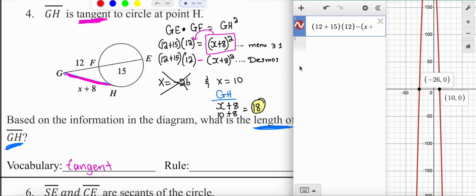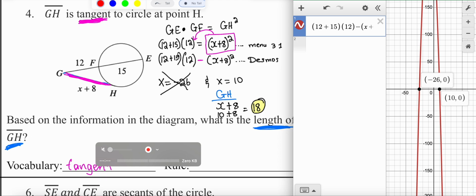So if you do menu 3-1 and your answer is positive, then you don't have to use Desmos. But if you did menu 3-1 and the calculator gives you a negative answer, then you would have to go ahead and use your Desmos version. So if you had done menu 3-1, you would have gotten the 10. And the 10 is positive, so we would use that as our value for x.